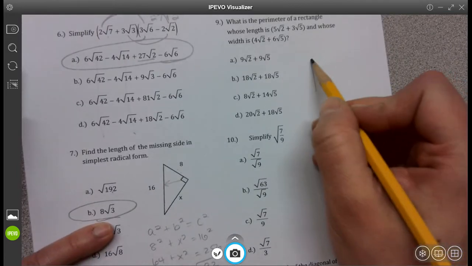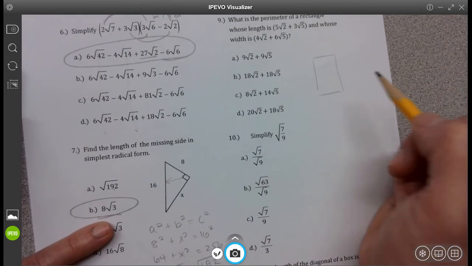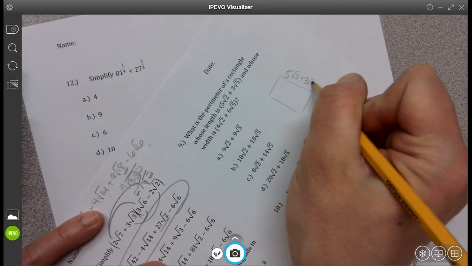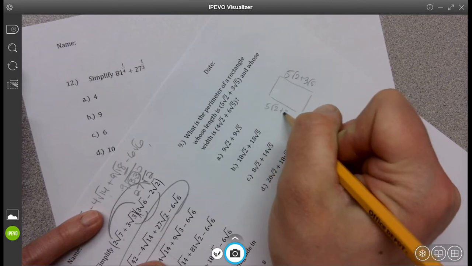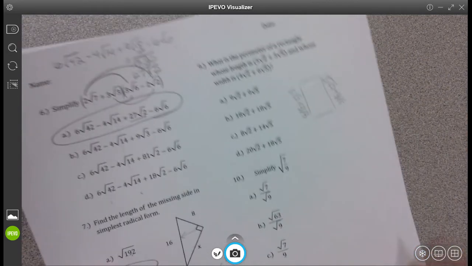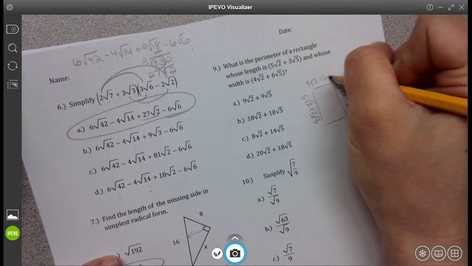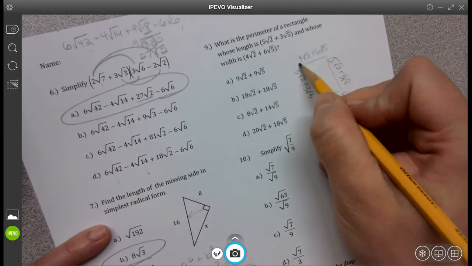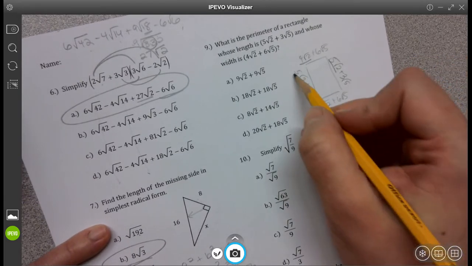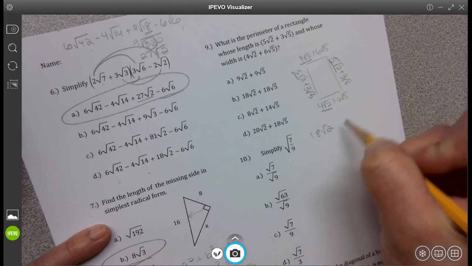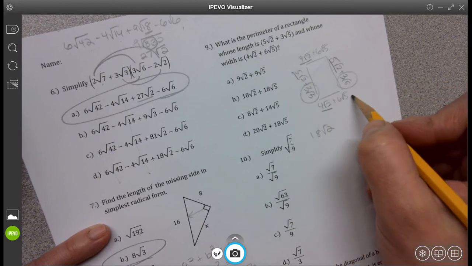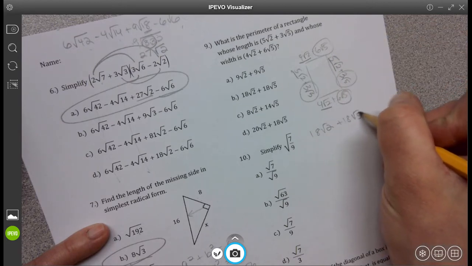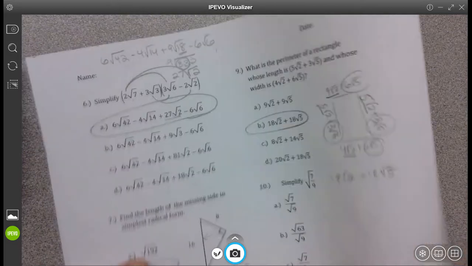Number 7, what is the perimeter of a rectangle? Well, they said a perimeter and they said a rectangle, so you better draw one. It says the length is 5 root 2 plus 3 root 5. Well, if this side length is 5 root 2 plus 3 root 5, then so is the other one. It says the width is 4 root 2 plus 6 root 5, so then the other one is too. They're asking what the perimeter is. If I have a 4 root 2, a 5 root 2, that's a 9 root 2, and another 9 root 2 is an 18 root 2. I have a 3 root 5 and another one, so that's 6, 12, 18. You just are combining like terms here. So your answer is B.